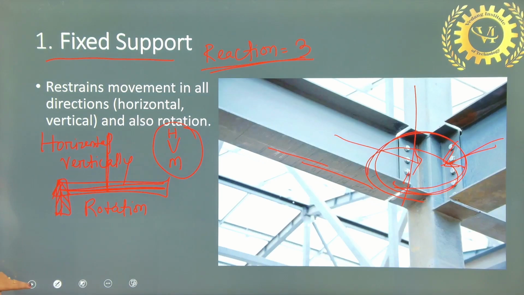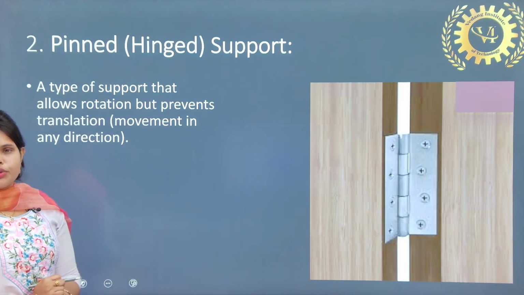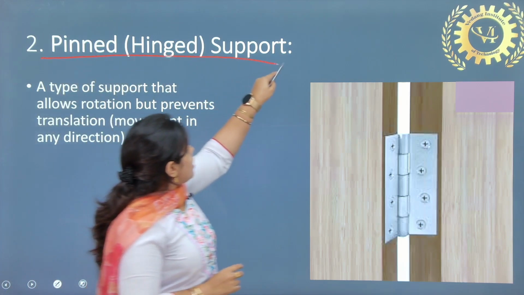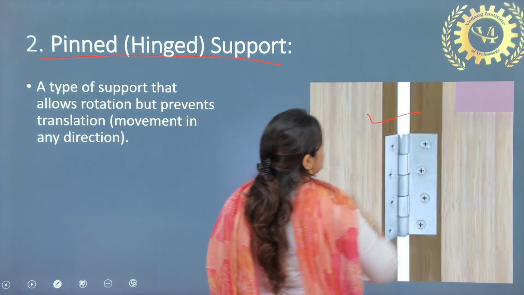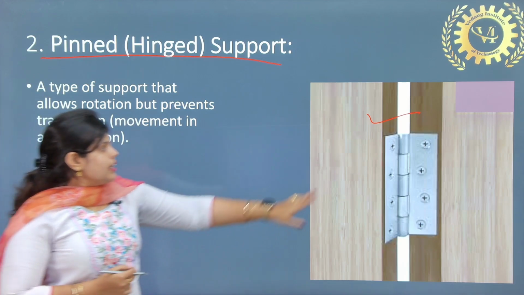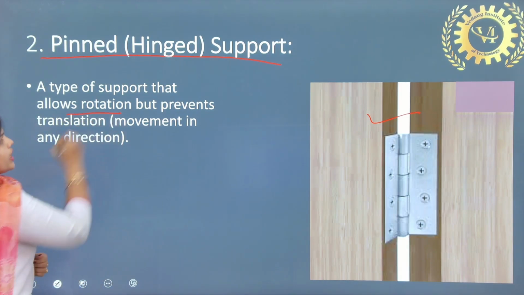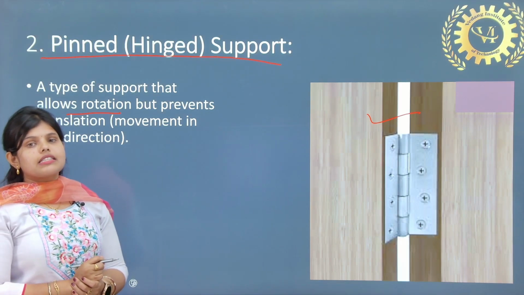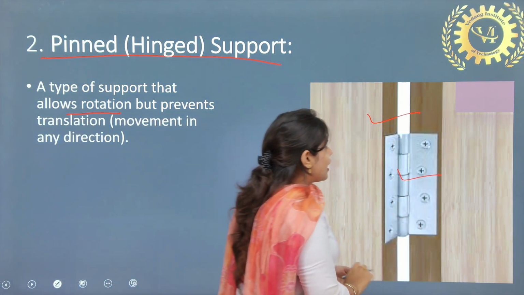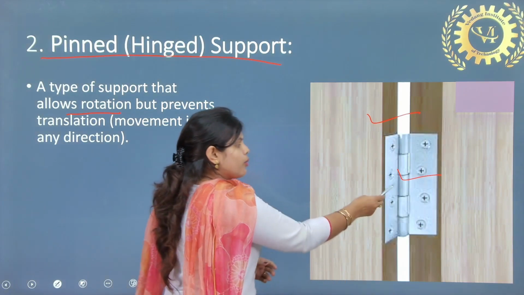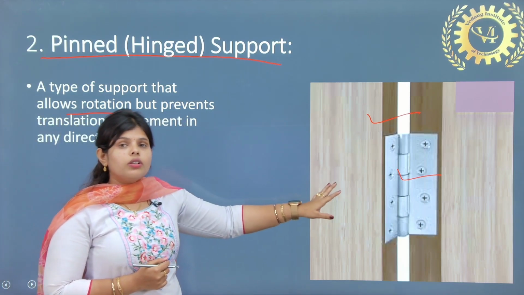Next is the pin or hinge support. What do pin and hinge support mean? The best example of a pin or hinge support is the hinge on a door. We can see this in our day-to-day life. It is a type of support that allows rotation but prevents translation. This hinge can rotate from left to right or right to left, or you can say it can rotate clockwise or anti-clockwise.